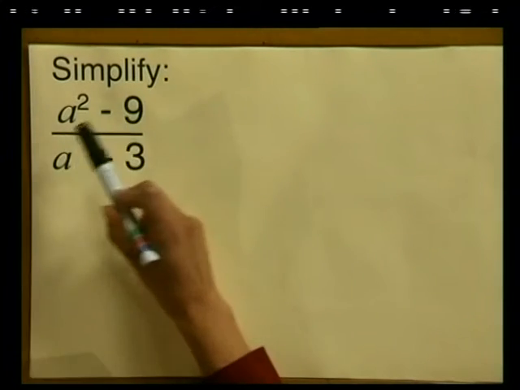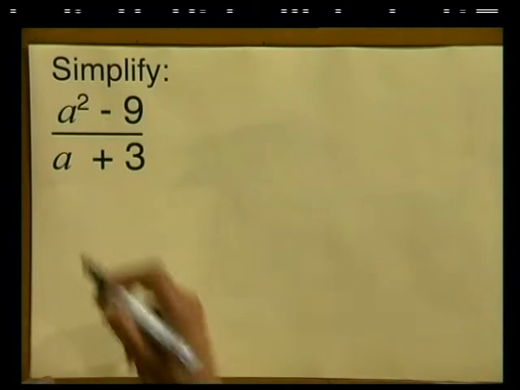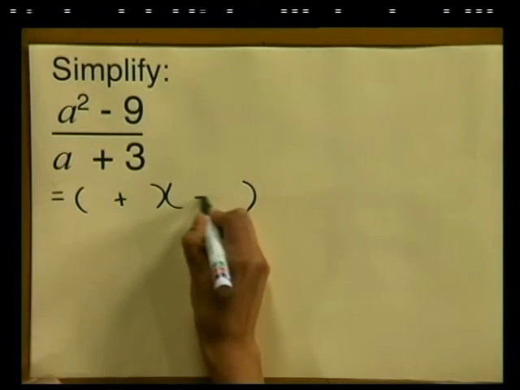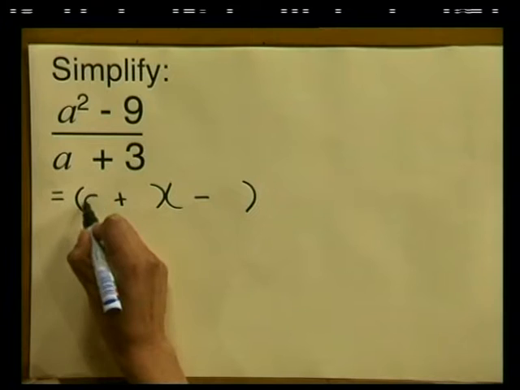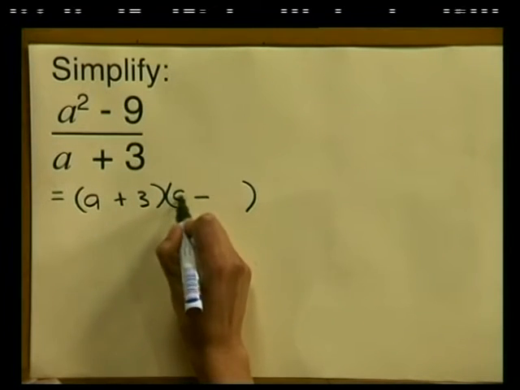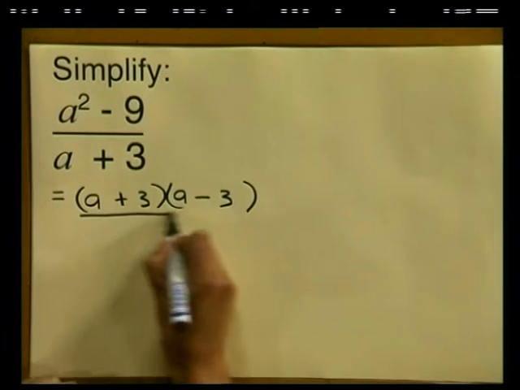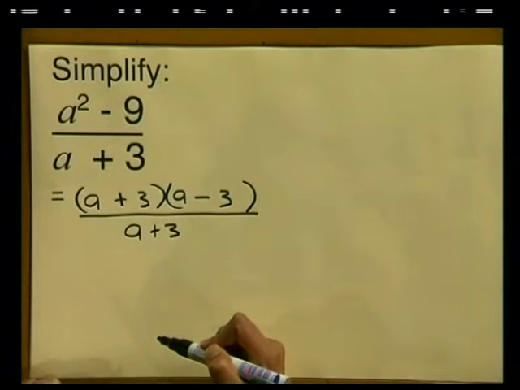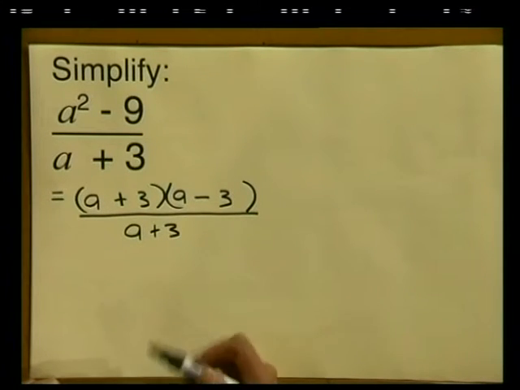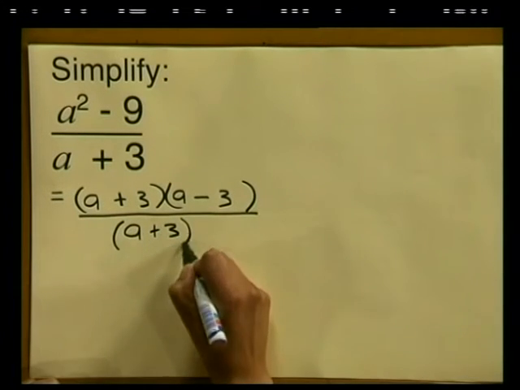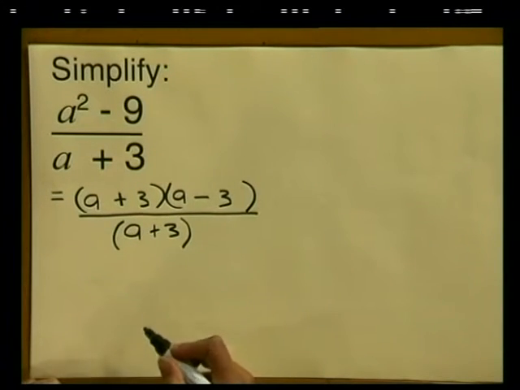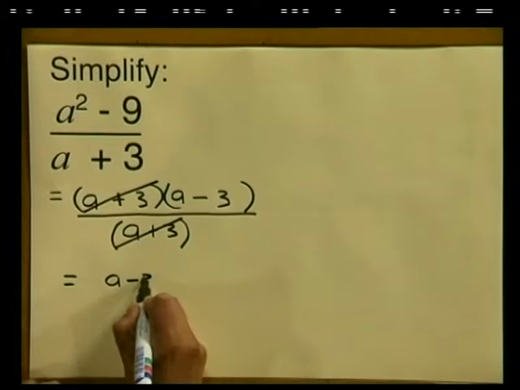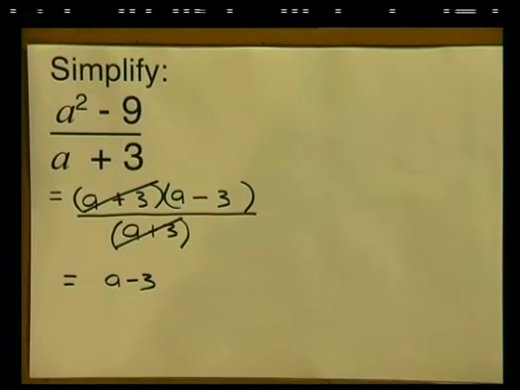Can you factorize the numerator? Yes, it's the difference of two squares. So we can write it as, remember we put our two brackets down, a plus sign and a minus sign, and we find the square root of each of these. So we're going to get a plus 3 multiplied by a minus 3. And that is all divided by a plus 3. Now, what do we do with the denominator? Again, we can only cancel factors. So I put brackets around the terms in the denominator. And now I can cancel because I have factors. So we cancel our common factors, and we are left with a minus 3. And this is the fraction simplified.